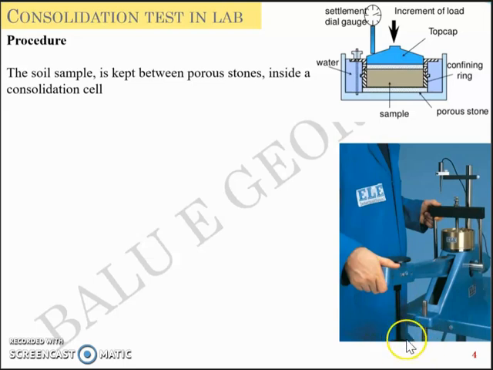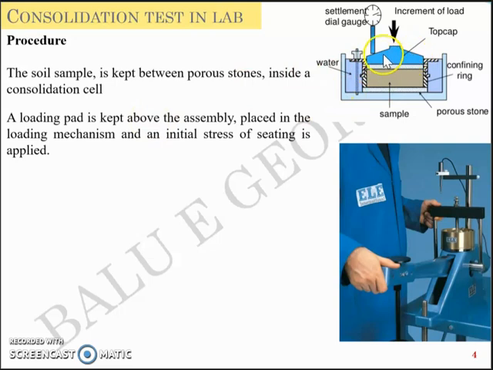So the dead weights that you place on the lever arm get transferred through the load frame and act on the consolidation cell's top cap. So the top cap is resting on the porous stone, and the porous stone is over the clay layer. So the soil sample is kept between a set of porous stones, sandwiched between the porous stones inside the consolidation cell. Now you have the loading pad or the top cap, and it's kept above the assembly and placed in a loading mechanism, and an initial stress or seating load is applied.